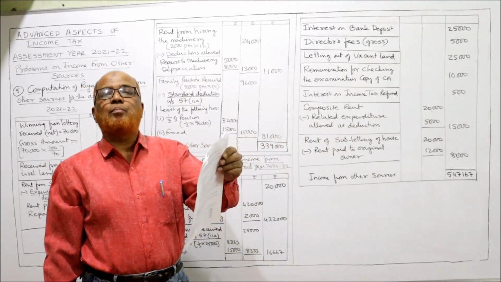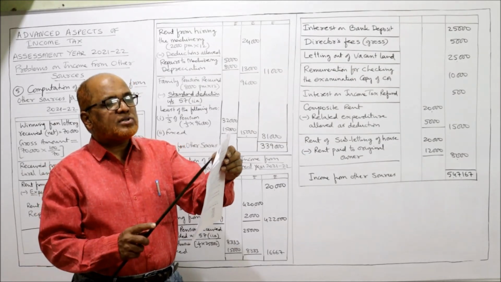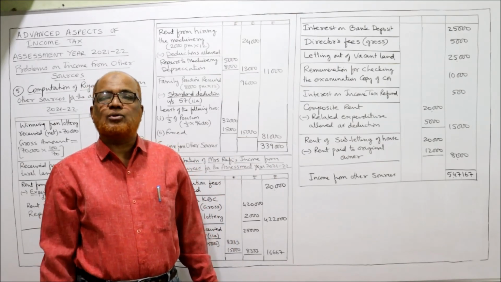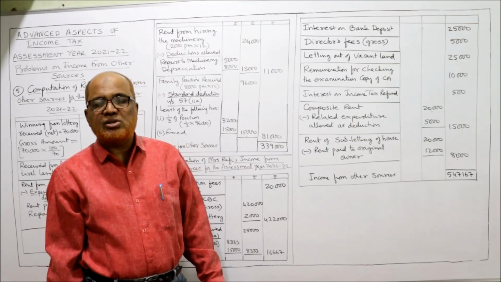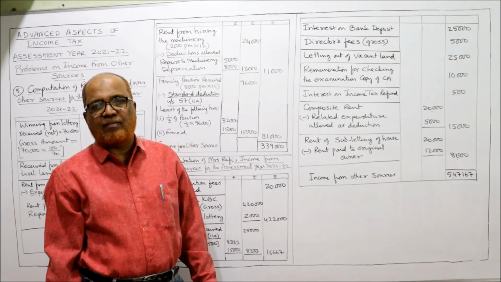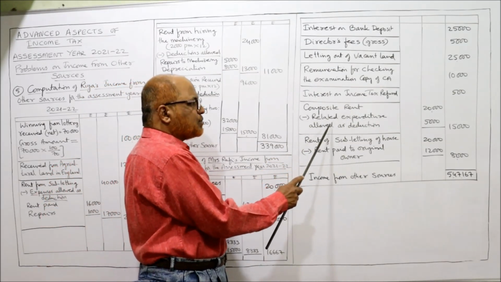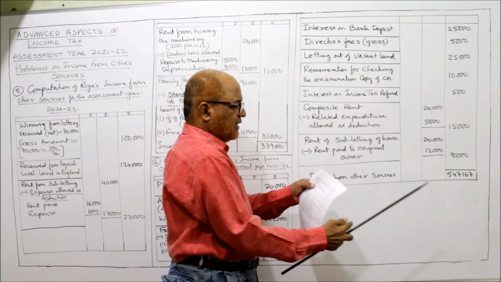Next comes composite rent. Composite rent received 20,000 and related expenditure 5,000. Composite rent is also taxable under the head income from other sources. So composite rent less related expenditure allowed as deduction 5,000, that is 15,000.